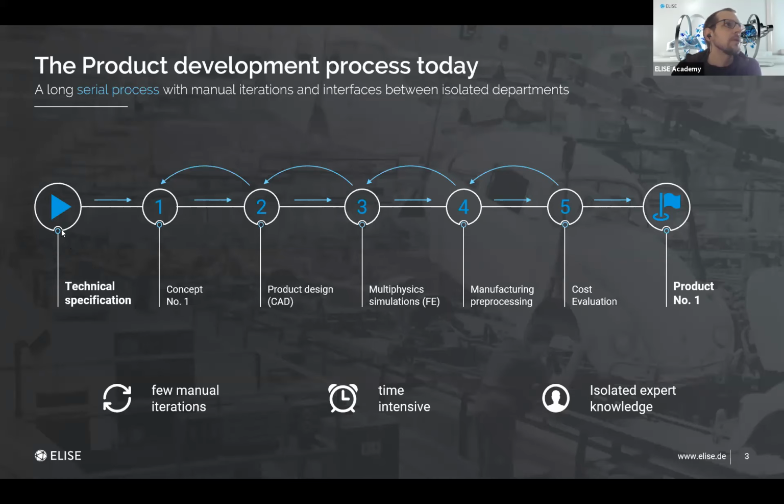And then we have a serial process with a lot of iterations. So we develop our concept, we go to product design, we have some simulations ongoing. Then we take a look at the manufacturing pre-processing, and we do some cost evaluation. But at this early stage of the concept development, we have no clue about the cost evaluation. So we need to go through all this process, and then we need to go back and forth and do some manual iterations. Of course, we have limitations in time, so it's only possible to do a few manual iterations.